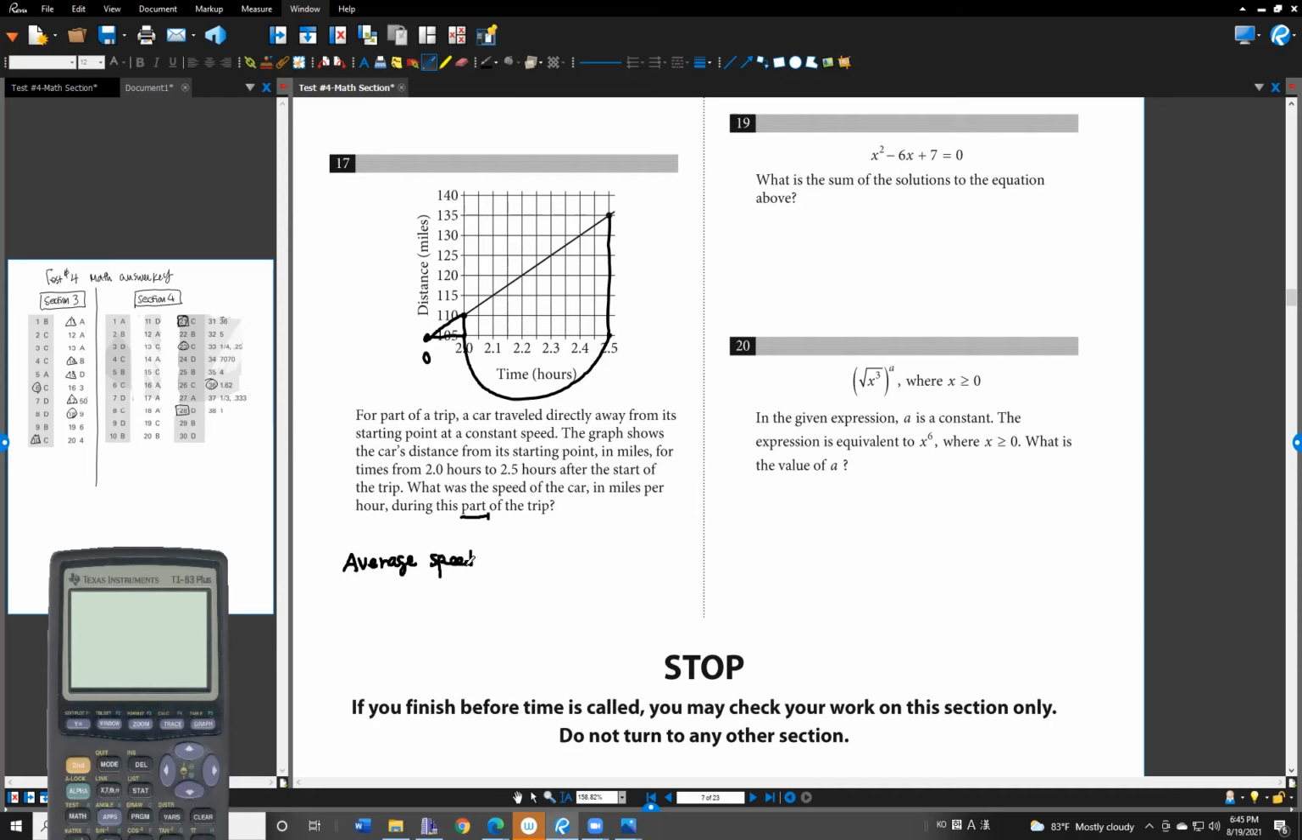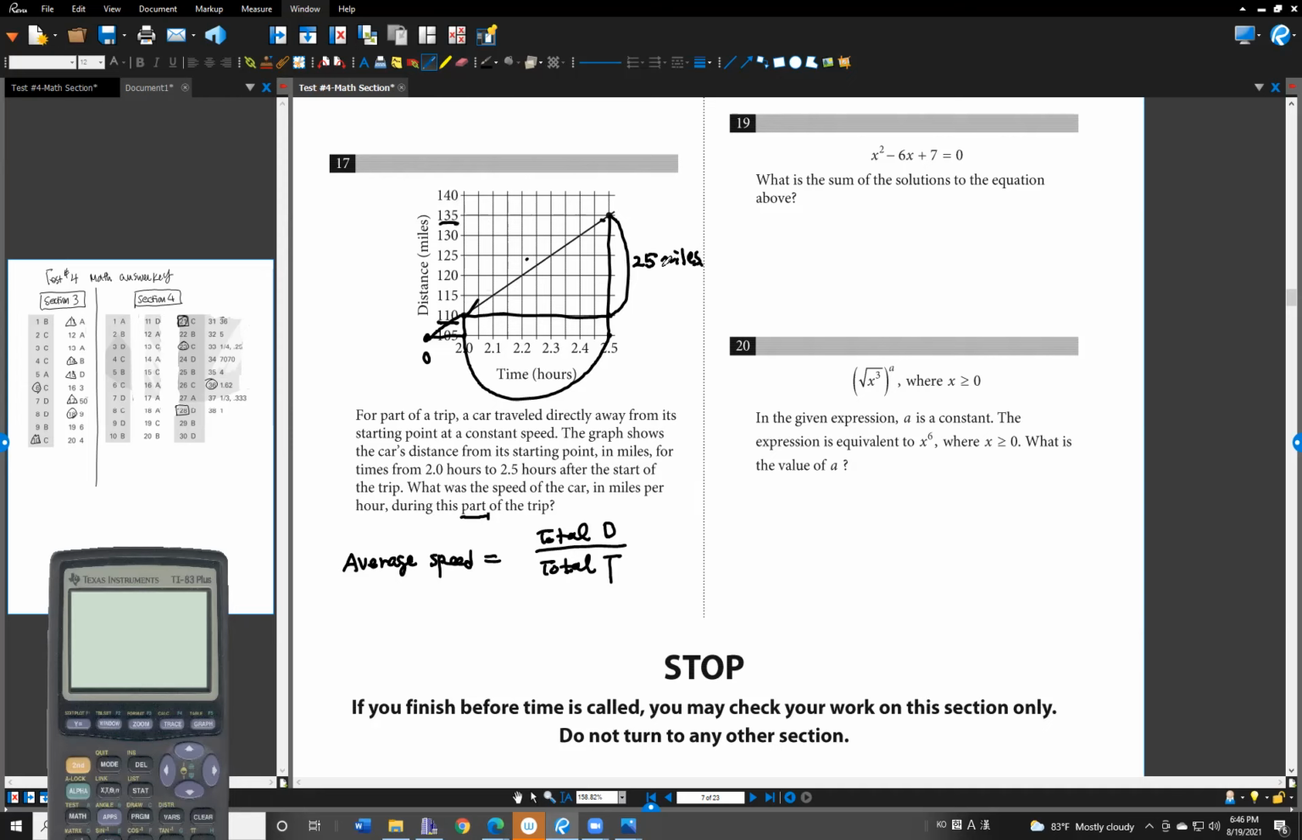Average speed equals total distance over total time. In the middle, we don't care. It can be anything. It doesn't matter. What we need is total distance over total time. Total distance is on the y-axis. 135 minus 110 is 25 miles. That is the total distance during half an hour.